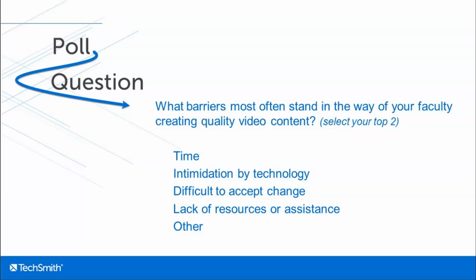All right, kind of similar to the last one. So the top two, it looks like, are time and intimidation by technology, and then difficulty to accept change and lack of resources or assistance. Perfect. This is very helpful.